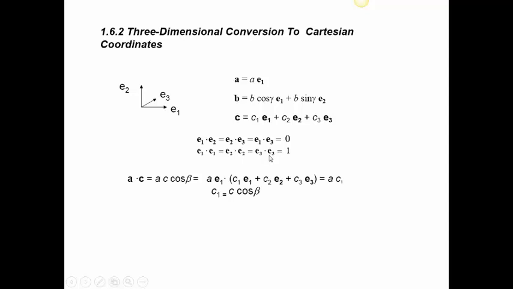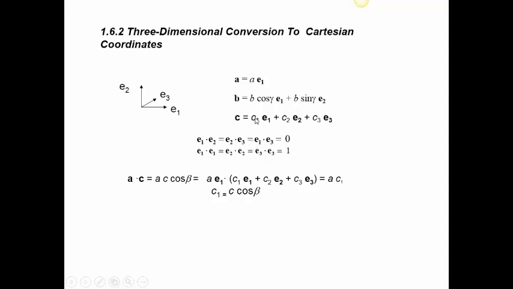Now with this in mind, we can calculate what C1 and C2 are by taking the dot product of A with C and then B with C. So if you take the dot product of A with C, we know in general that means that we have A, C, and then the angle between them, which is cosine beta, as you've seen from the previous slide. And on the other side of the equation, we have the dot product between E1 and E1, and then E1 and E2 and E3. These will drop out, they'll be 0.